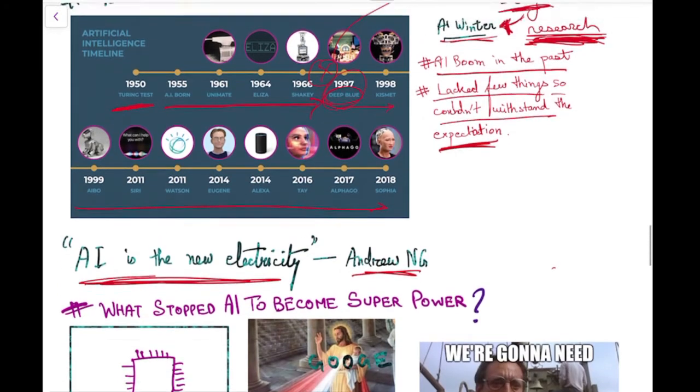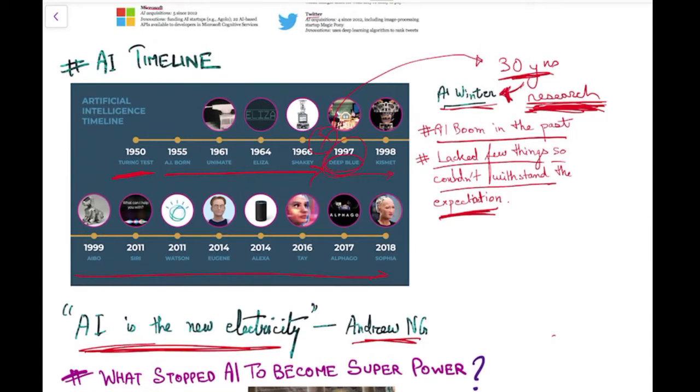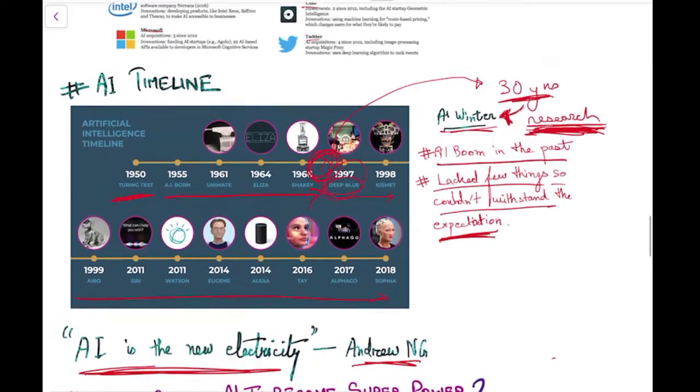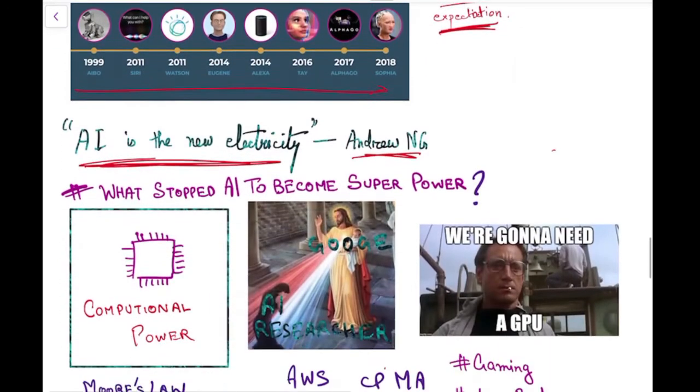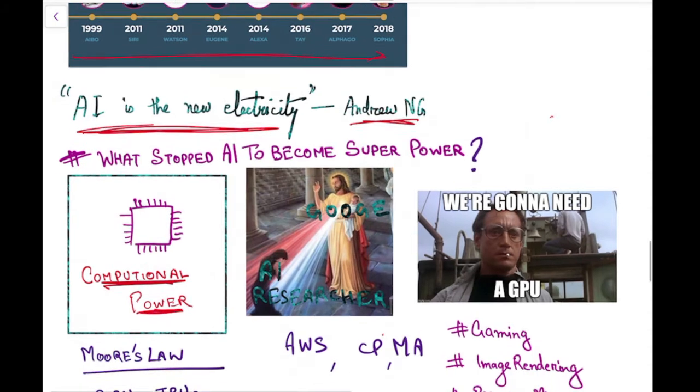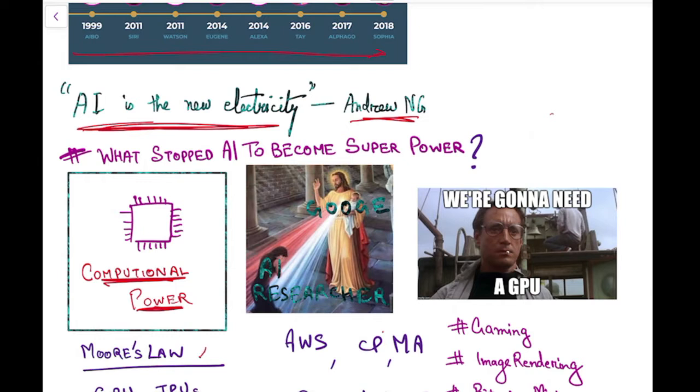So what are the things that actually stopped AI from becoming a superpower for nearly 30 years? Mainly three reasons. One of them is computational power. The computational power was not that great during that period, so that's why it stopped. But as you know, with Moore's law, with years the computational power increases, and with years the size of the chips is decreasing.